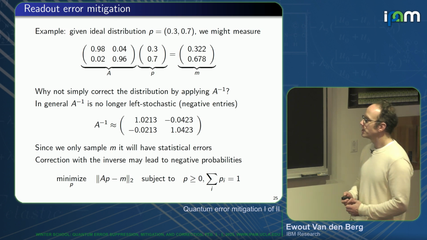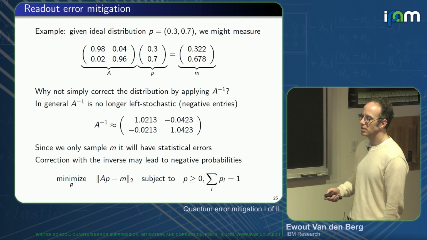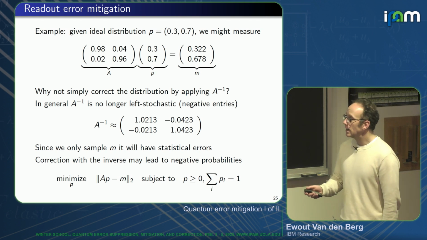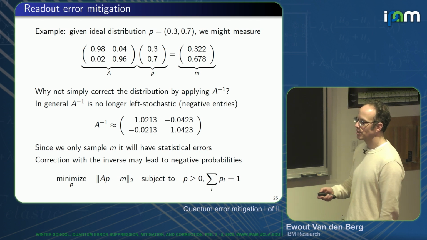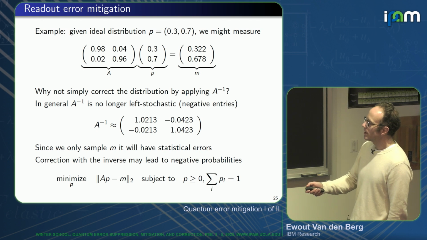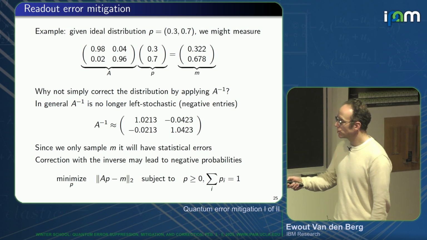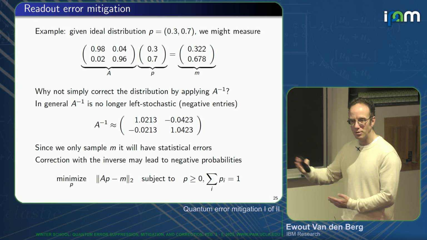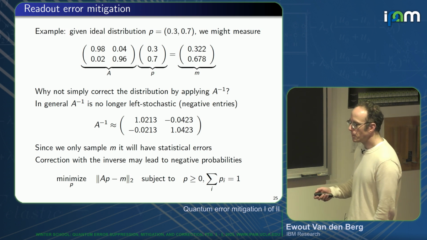So then the obvious thing to say is, well, why don't we just immediately apply the inverse A matrix, right? And you could do this. You can just mathematically do it. But it's no longer left stochastic, and it can have negative entries. So that means that if your distribution is empirical, you just sample a bunch of times, then you can end up with negative probabilities. Right?